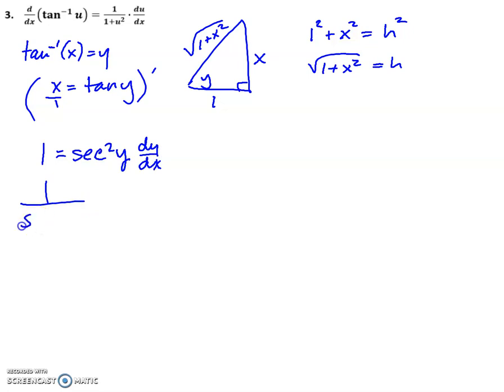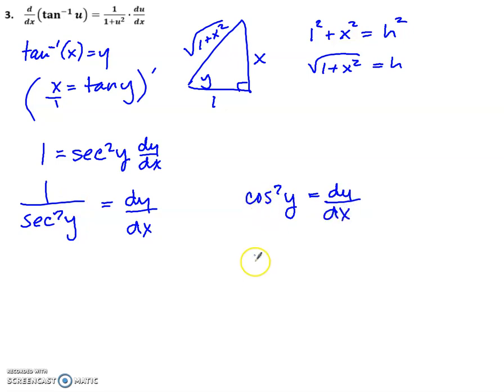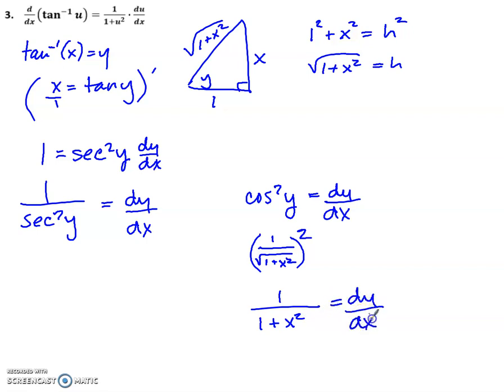And then that's technically 1 over sec squared y. And if you really want to get creative here, sec squared on the bottom is the same as cos squared in the numerator. And then we're going to replace this with the relationship. So now I'm going to treat this as cos y and then square it. So what's the cosine of y? We'll go back to your triangle. Cosine is adjacent over hypotenuse, so 1 over root 1 plus x squared. Square that, the top would still be 1, but now the bottom loses its radical. And there you have it.